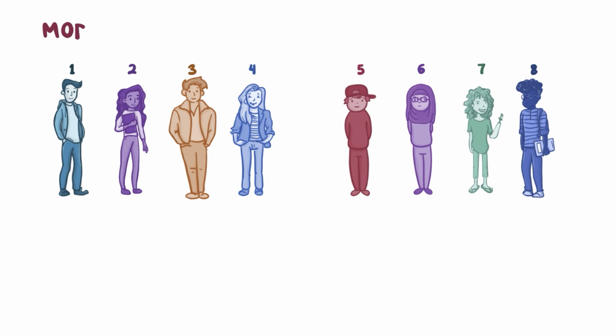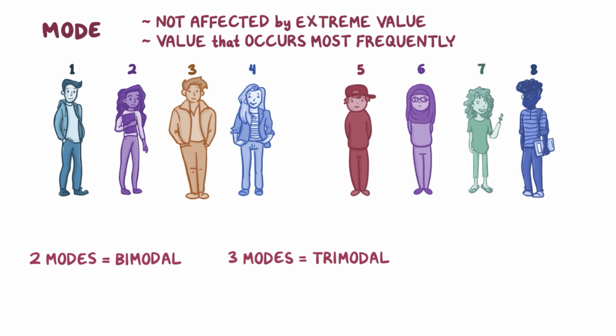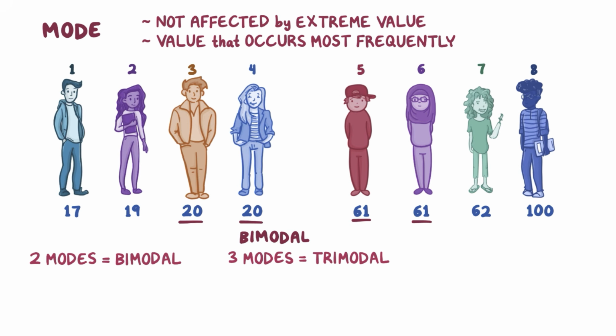Like the median, the mode is another kind of statistical average, which does not get affected by any extreme value. The mode is the value that occurs most frequently in a set of data. And if there are 2 modes, it's bimodal, and with 3 modes, it's trimodal. So, using the same example of test scores, 17, 19, 20, 20, 61, 61, 62, 100, the most frequently occurring values are 20 and 61. So, this is a bimodal dataset with 2 mode values of 20 and 61.